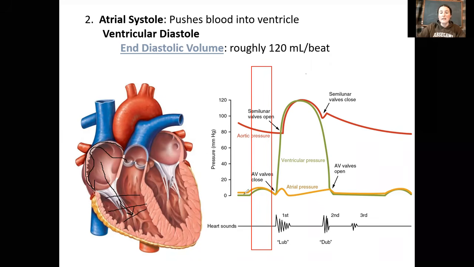And so we see a little blip, right? A tiny little increase in both the atrial and the ventricular pressures. Okay, so it's not really much to talk about just yet.